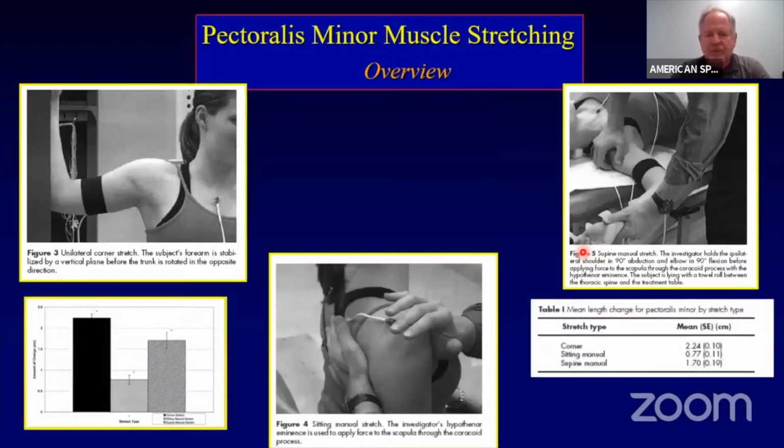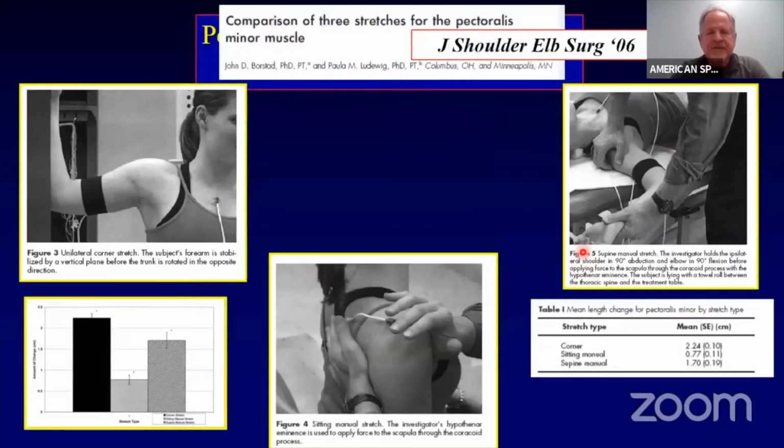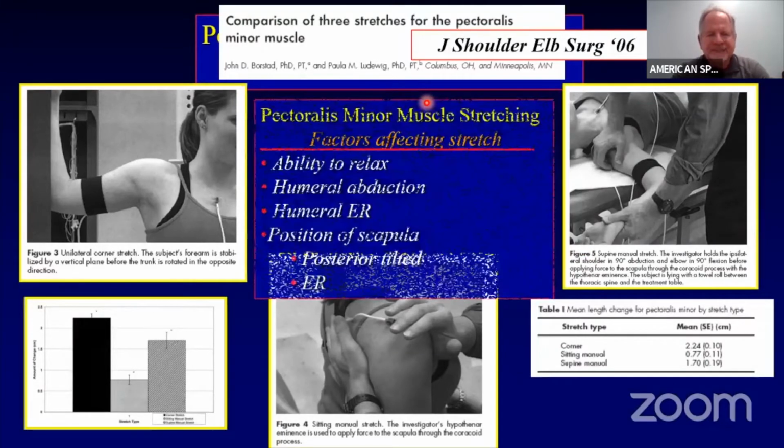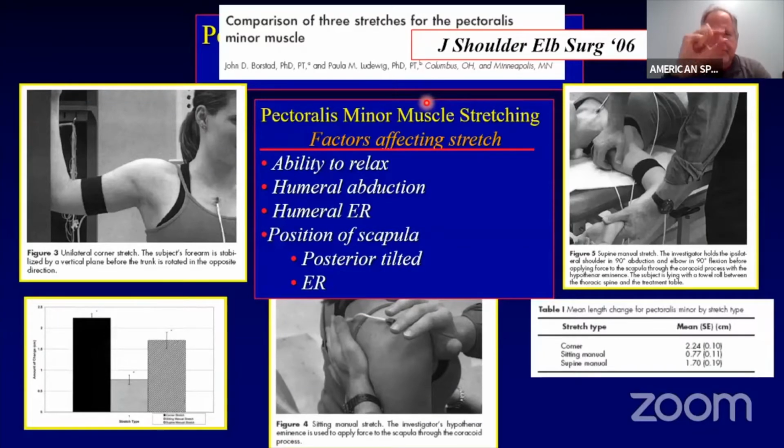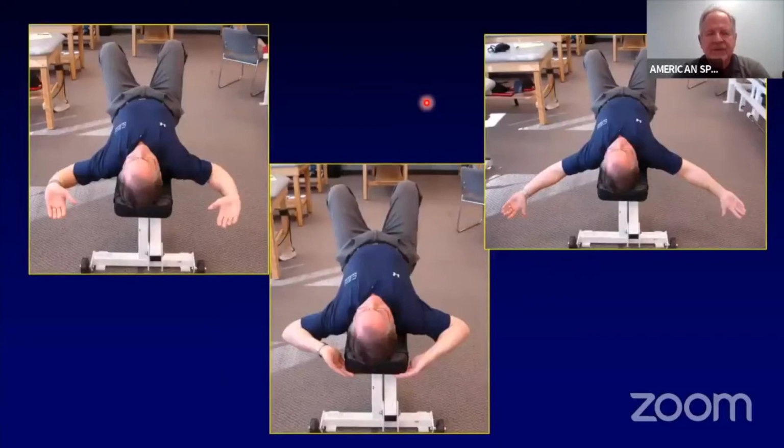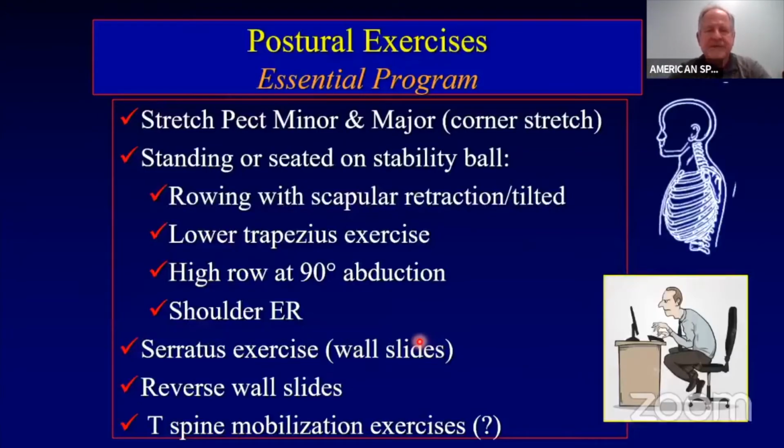How do we know these corner stretches are the best? A study by Paul Ludwig and John Borstead from Ohio University and the University of Minnesota looked at sensors pinning the pec minor, and showed that the corner stretch caused the greatest elongation. We can also do this lying down, use the effects of gravity, or the wall, doing a wall slide type exercise. And at our center here at Champion Sports Medicine, we have a program that we developed for postural correction.